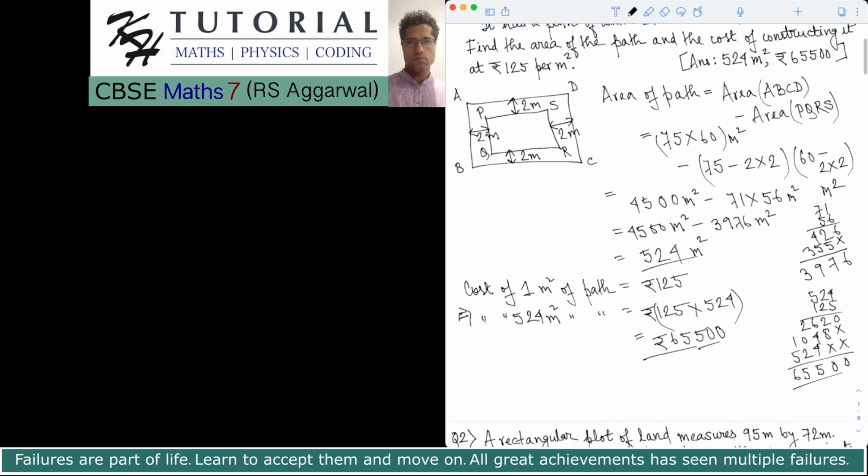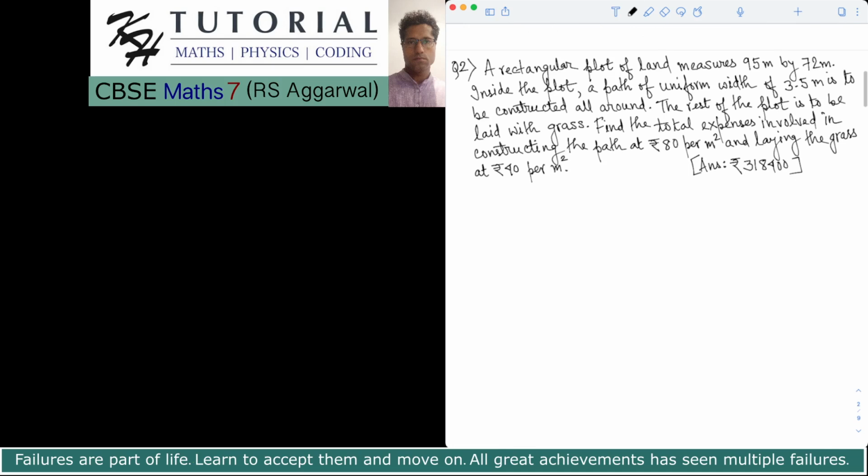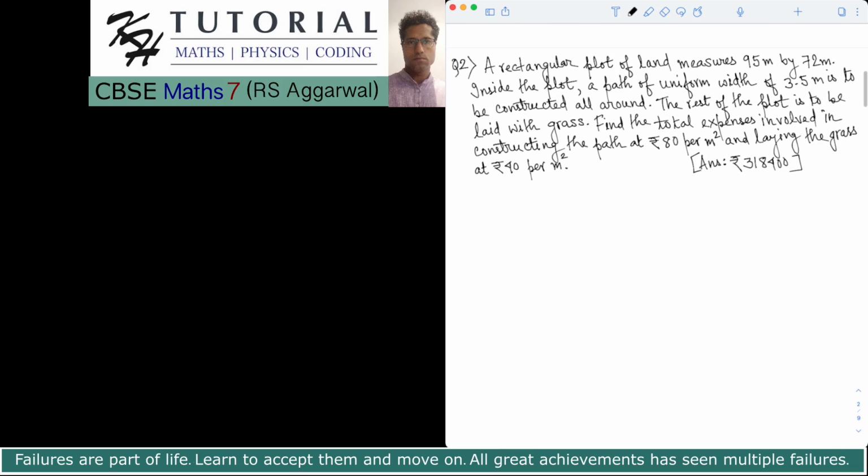Okay, let's see the next problem. A rectangular plot of land measures 95 meter by 72 meter. Inside the plot, a path of uniform width of 3.5 meter is to be constructed all around. The rest of the plot is to be laid with grass. Find the total expenses involved in constructing the path at rupees 80 per meter square and laying the grass at rupees 40 per meter square.